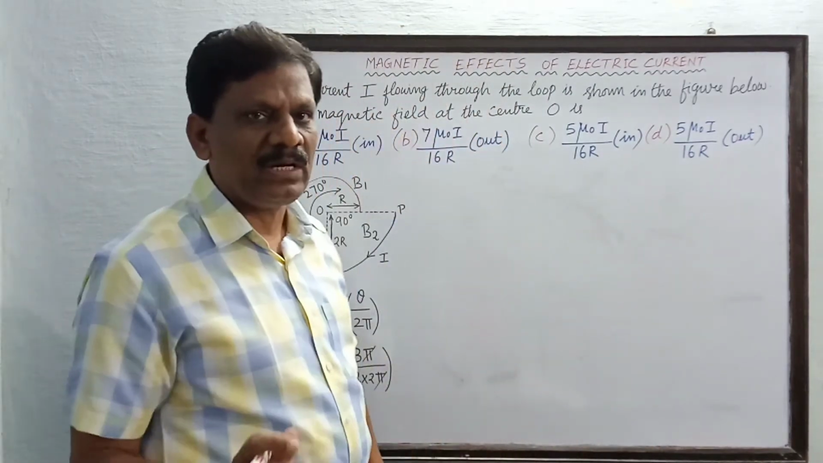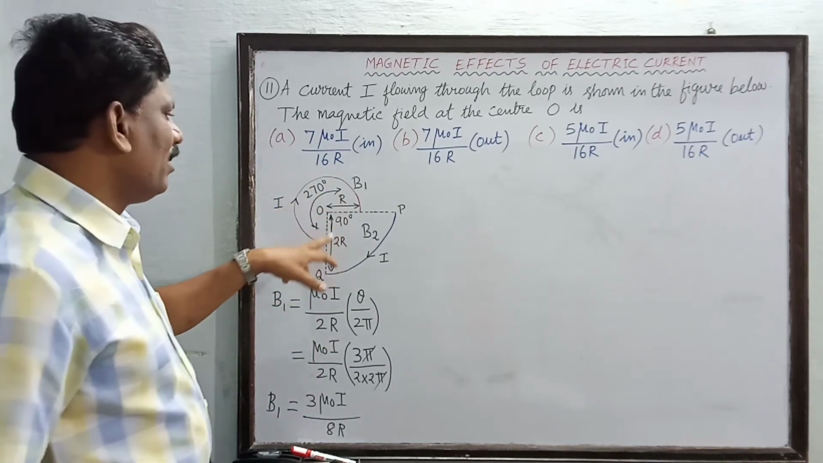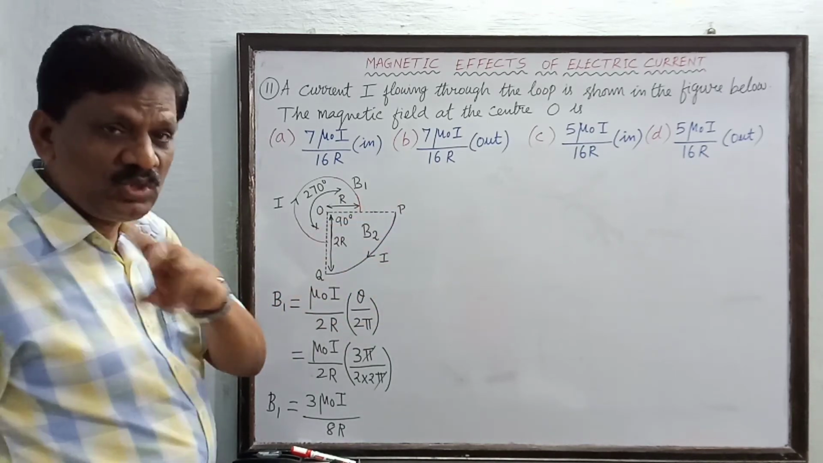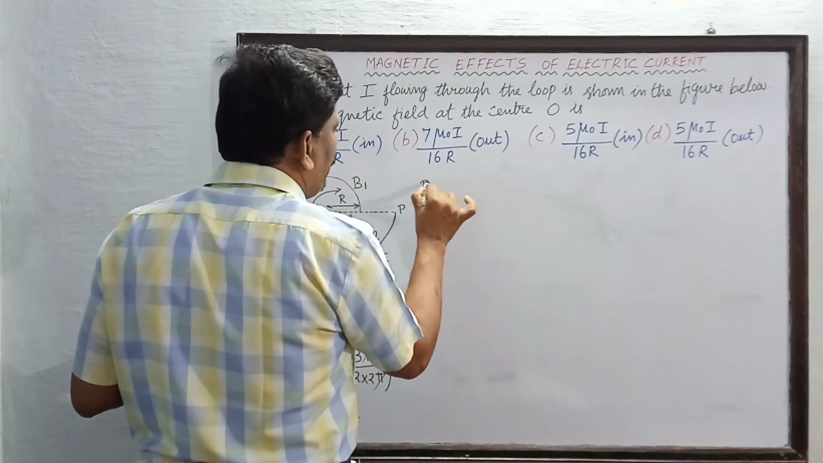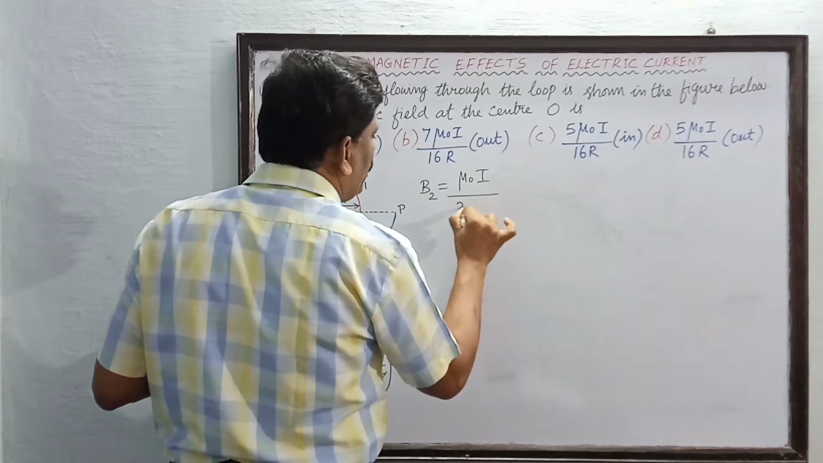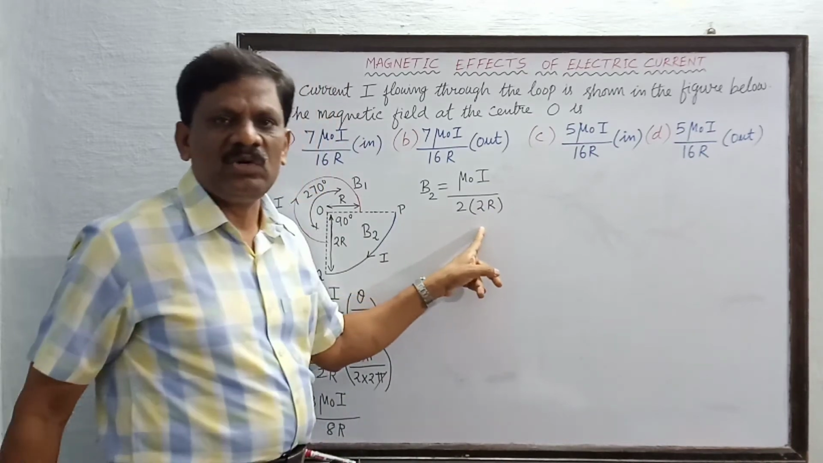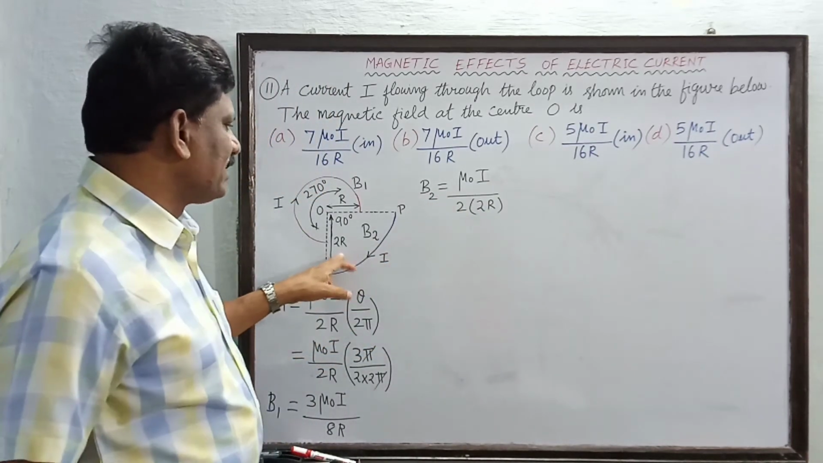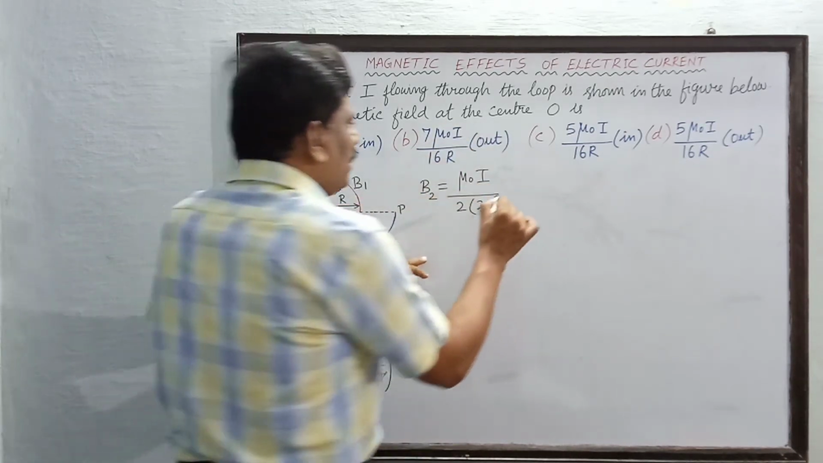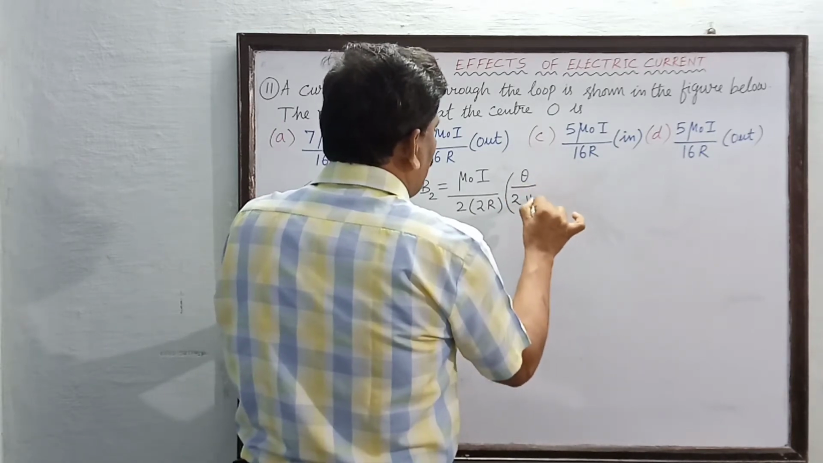The magnetic field B1 at the point O is due to the current I flowing in the smaller loop of radius R. But the same current I is flowing through the larger loop of radius 2R. Now let the magnetic field be B2. So B2 is equal to mu naught into I divided by 2 into its radius, which is 2R. Here you should avoid the mistake: the radius of the second larger coil is 2R, so twice its radius is 2 into 2R, into theta divided by 2 pi.